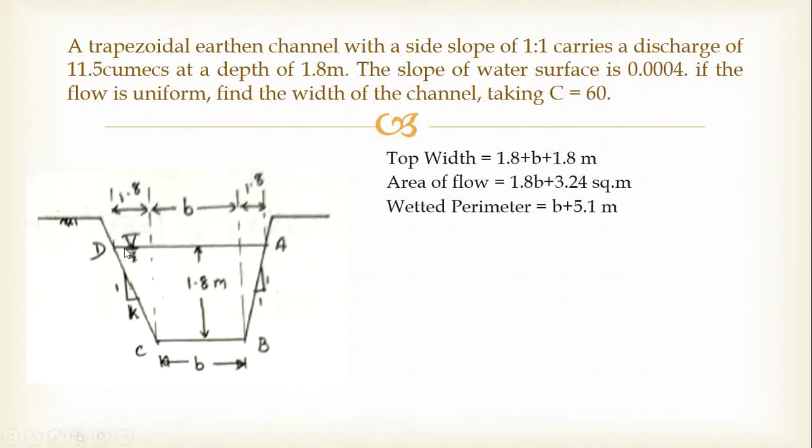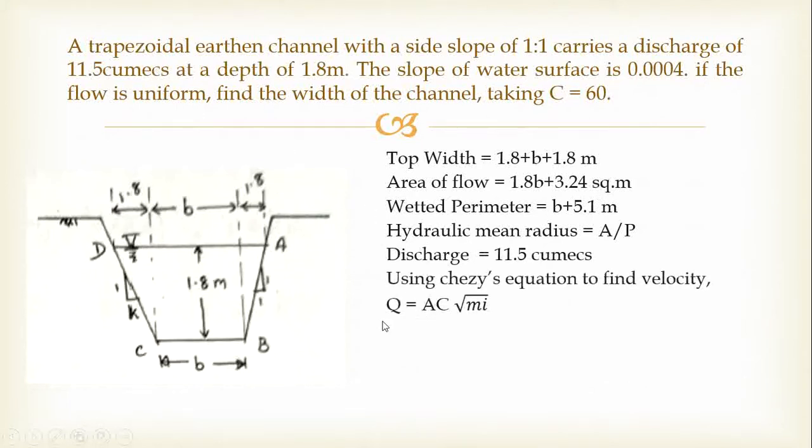Wetted perimeter, this together it is 5.1 plus b. You calculate one of the sloping sides, then you will come to know the wetted perimeter. Hydraulic mean depth is area divided by perimeter, that is 1.8 b plus 3.24 divided by b plus 5.1. The given discharge is 11.5 cumecs. Using Chezy's equation to find velocity, write the discharge equation. Q is equal to A into V, V is C into root of m i.